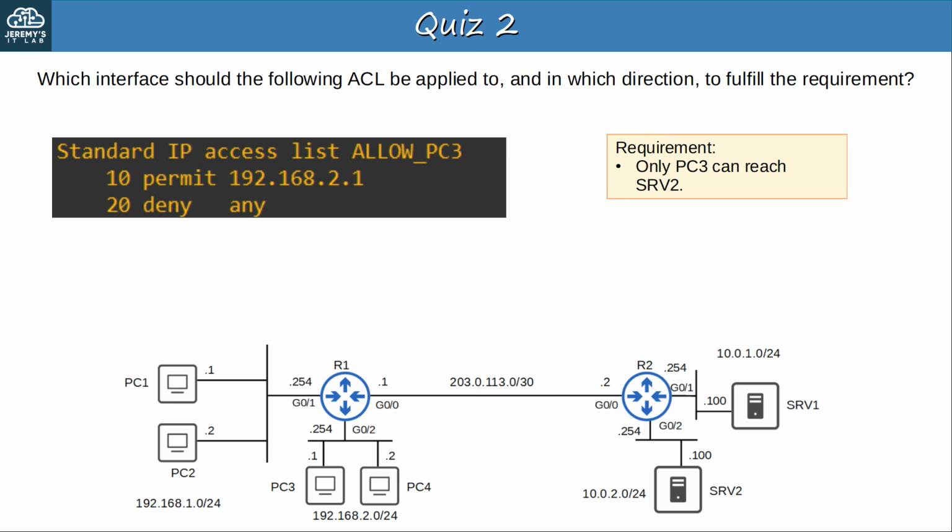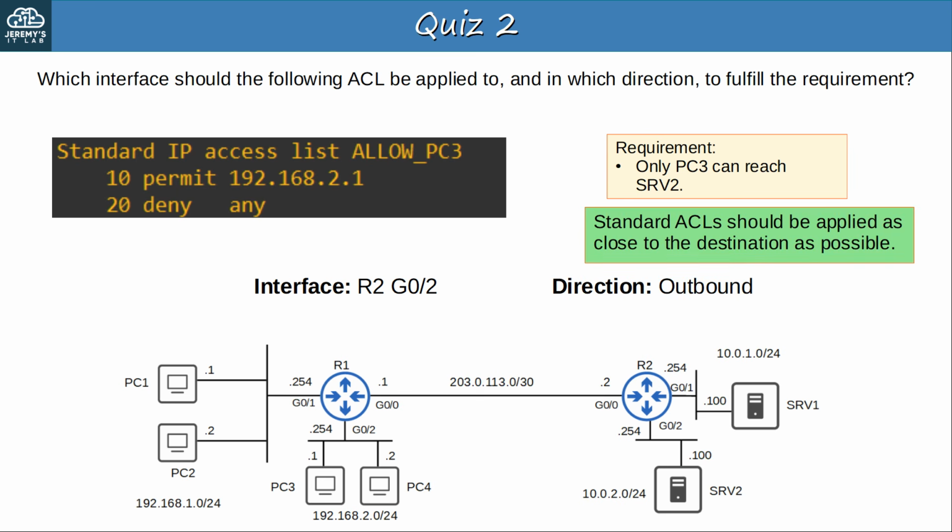Here's the answer. The interface should be R2's G02 interface, and the direction should be outbound. Remember that rule of thumb. Standard ACLs should be applied as close to the destination as possible. We are controlling access to 10.0.2.0/24, so that is the destination. Therefore, the ACL should be applied outbound on R2's G02. Let's go to question 3.